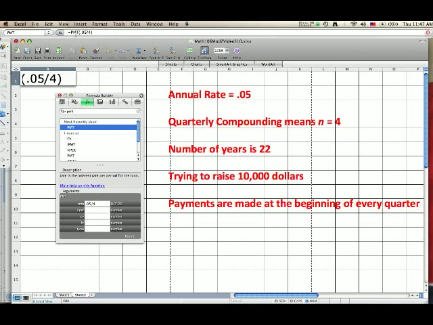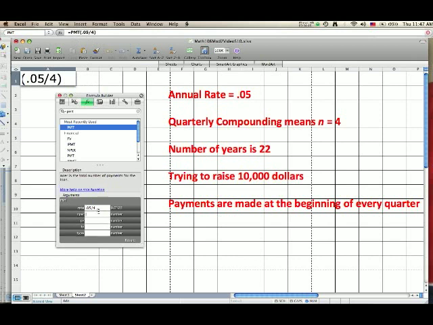Just put it in here. You can see it in the formula bar. Maybe you can see it, maybe you can't. I'm going to move my cursor now to the next argument, to the next space, which says NPER, and that stands for the number of periods.